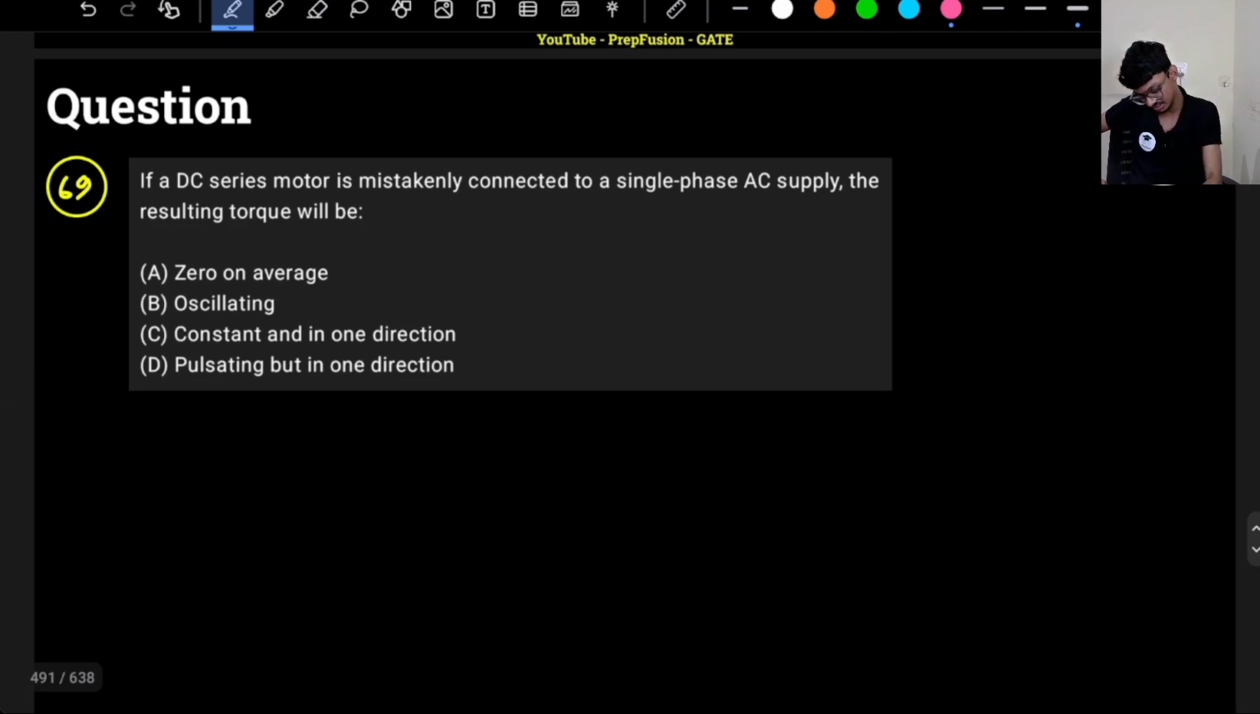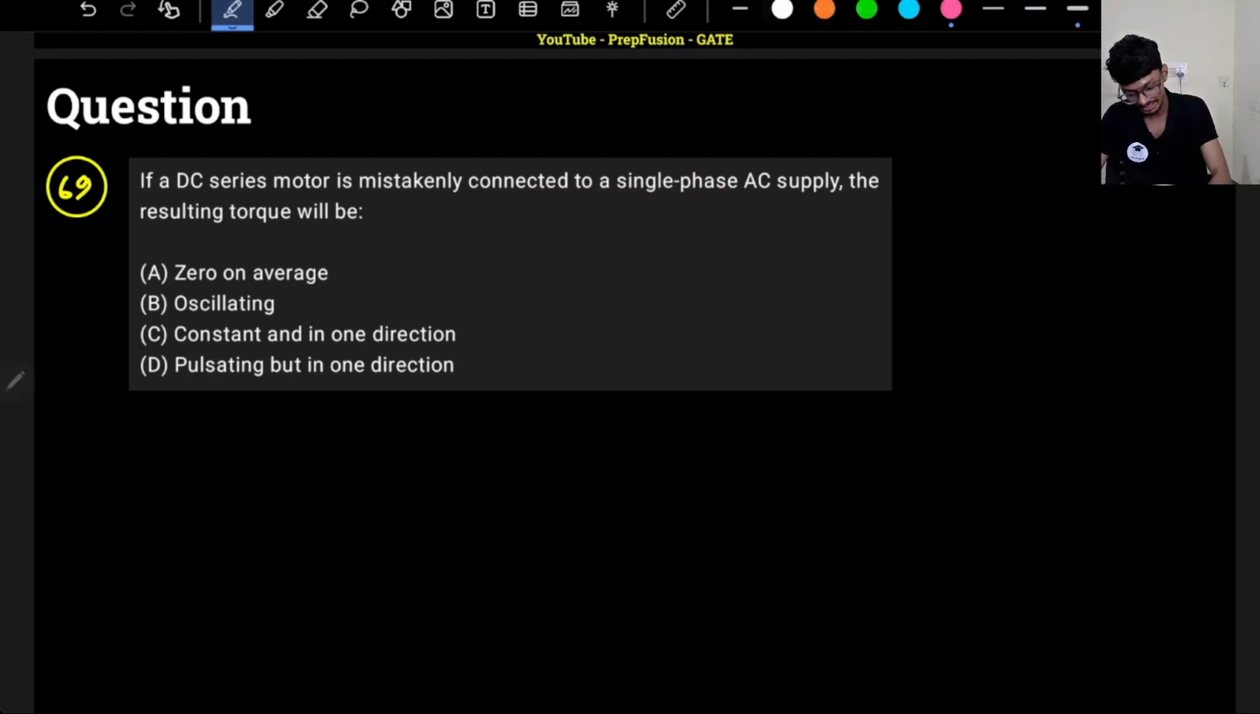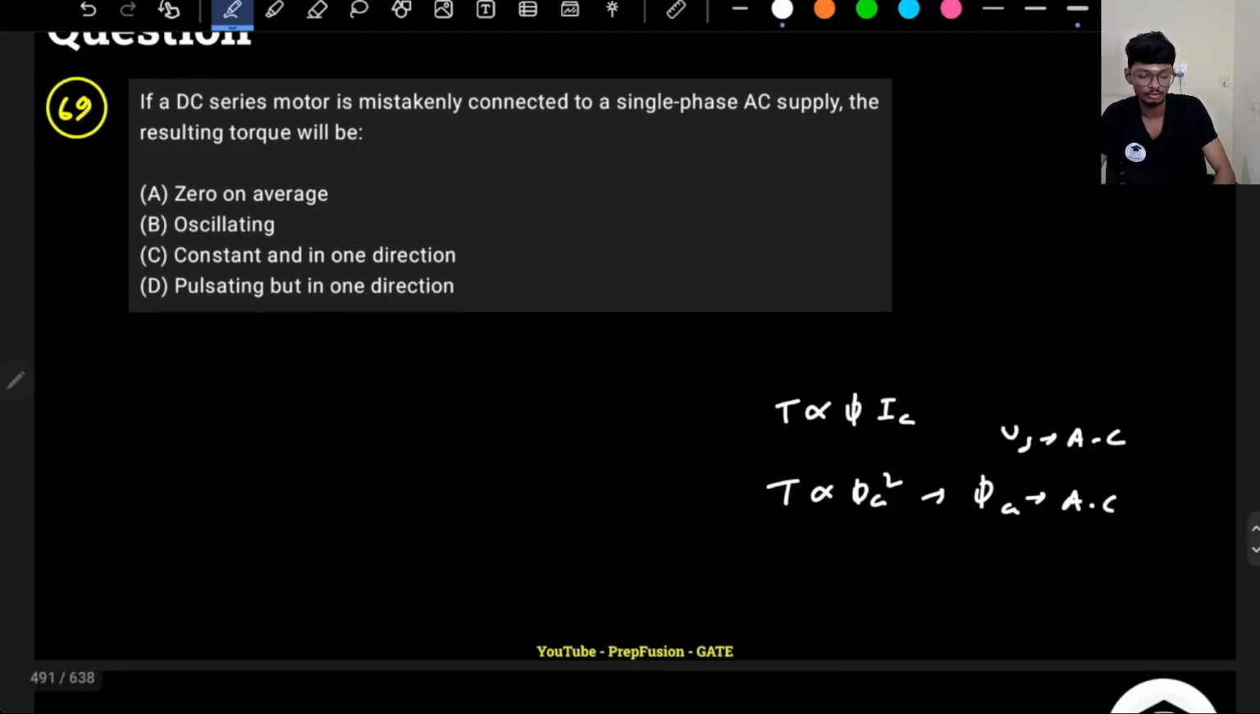If a DC series motor is mistakenly connected to a single phase AC supply, what will be the resulting AC torque? Okay, so if you remember, what is the torque equation? Torque is proportional to flux times IA, and if I assume no saturation, then my torque will be proportional to IA square, or it is proportional to phi A square. And they're telling me that I am providing an AC supply. That means voltage is AC, so the generated flux also will be AC only, and torque is proportional to square of it.